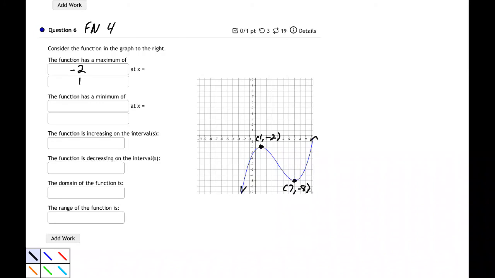Now, the second part of this says the function has a minimum of what at x equals what? Well, again, a minimum occurs when a function decreases and then reverts to increasing. And as we were reading through this, it increases to the point 1, negative 2, decreases to 7, negative 8, and then increases forever. So the minimum is negative 8 at x equals 7.